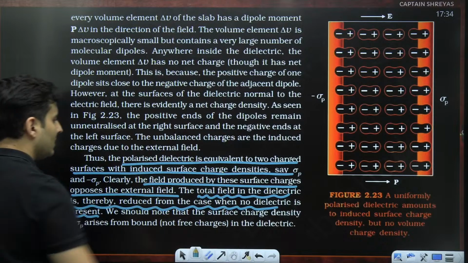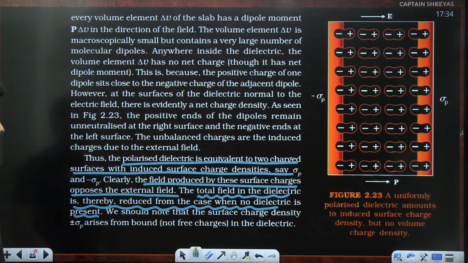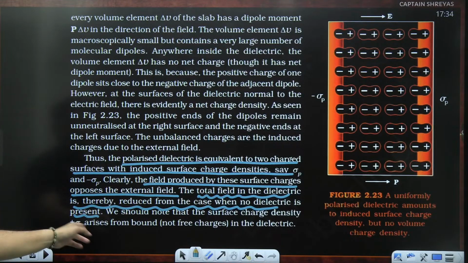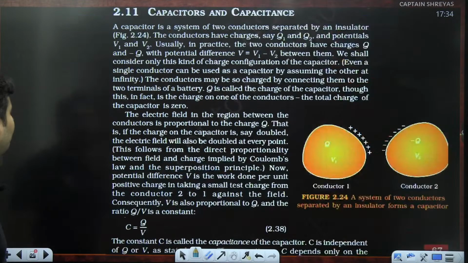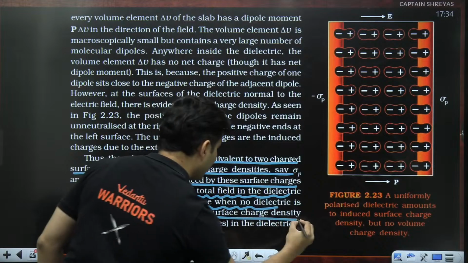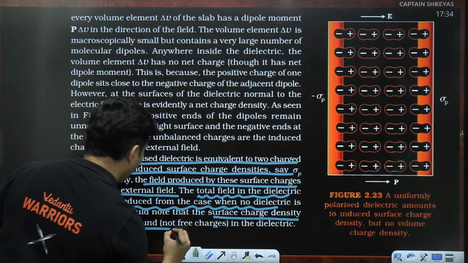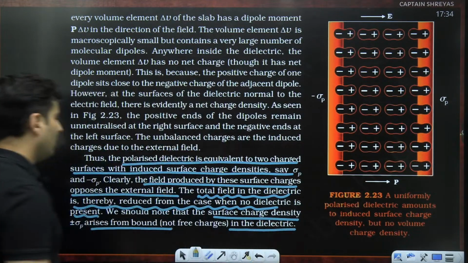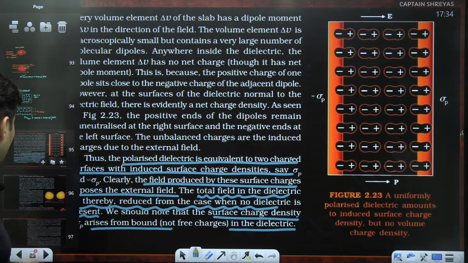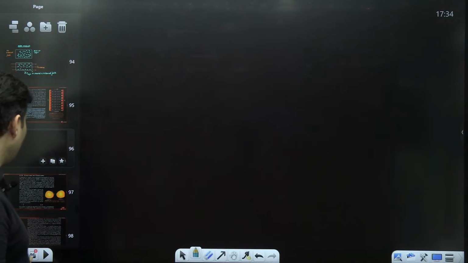And we should note that the surface charge density arises from the bound, not free charges in the dielectric. We should also note that the surface charge density arises from the bound, not free charges. So let me explain this whole concept to you now, what is mentioned over here.